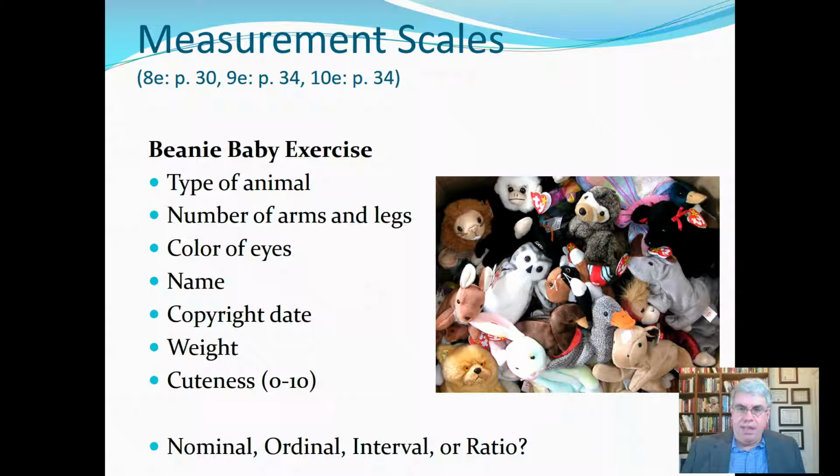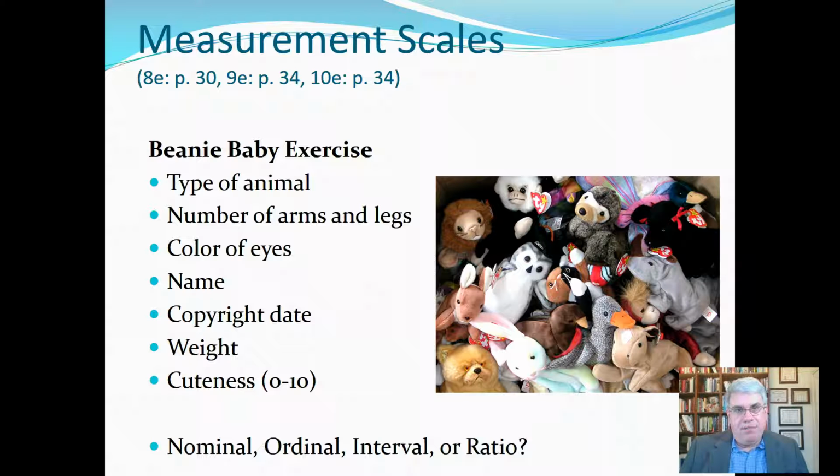The weight, how much do they weigh? 125 grams, 140 grams, 70 grams. That would be ratio also, because 140 grams would be twice 70 grams. And if something weighed 0 grams, it wouldn't have any weight. And then cuteness. You could rate each one of them on a scale of 0 through 10 on cuteness. We could say, oh, the owl looks like a 7. The cat looks like an 8. The rhinoceros is a 4, and the horse is a 3.